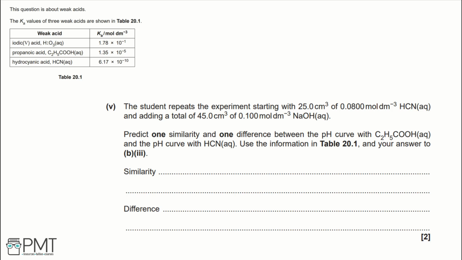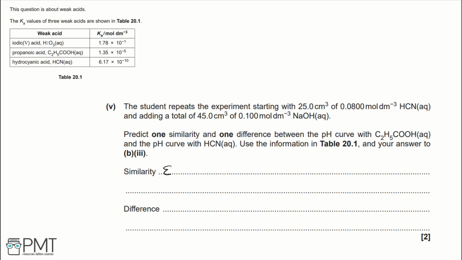Part 5. The student repeats the experiment starting with 25 centimeters cubed of 0.08 moles per decimeter cubed HCN and adding a total of 45 centimeters cubed of 0.1 moles per decimeter cubed NaOH. Predict one similarity and one difference between the pH curve with C2H5COOH and the pH curve with HCN. Use the information in table 20.1 and your answer to part 3.